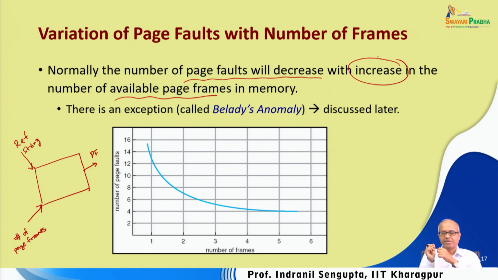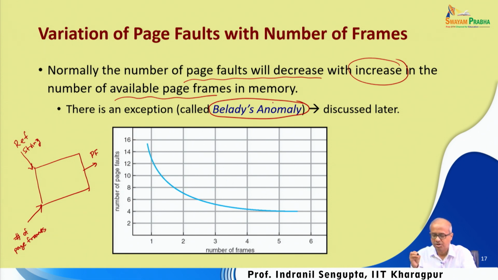But for some algorithms, you will see there can be a scenario where the reverse occurs. As you increase the number of page frames in memory, the page faults can also increase. This is something called Belady's anomaly, which was observed by a researcher called Belady. The reason for Belady's anomaly we shall also talk about in the next lecture.